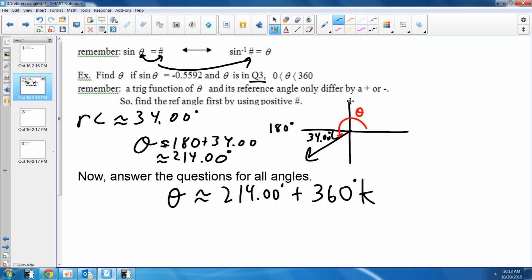And what does K represent? K actually represents integer values, which are 0, plus or minus 1, plus or minus 2, plus or minus 3. And you would see that that's going to be multiplied by a multiple of 360. That's going to be adding a multiple of 360 to the 240.